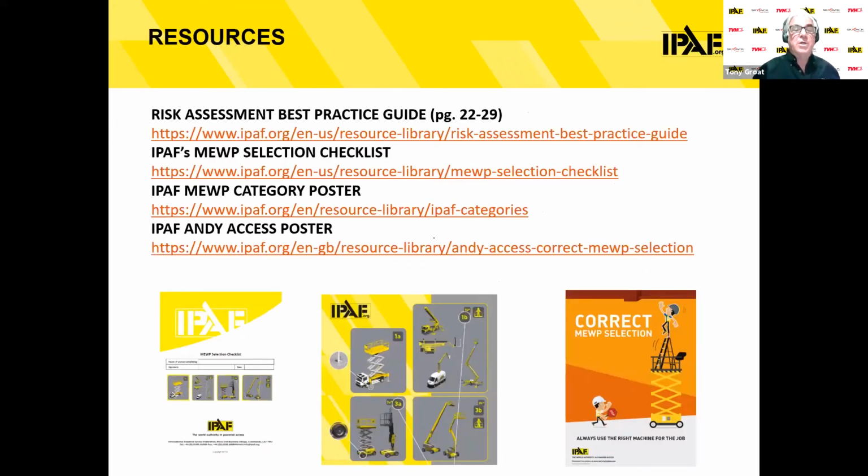And with that, our resources to build on that are, again, the risk assessment best practice guide. We pointed out the specific areas within that to address this section and the MEWP selection. We have a MEWP selection checklist document that you can utilize to assist in the proper selection of it. We have a MEWP selection poster, so you understand the different categories, because you obviously need to have people properly trained in the categories of the MEWP that you're going to select. And we have posters to reinforce the ongoing understanding of all of the particular selection processes.